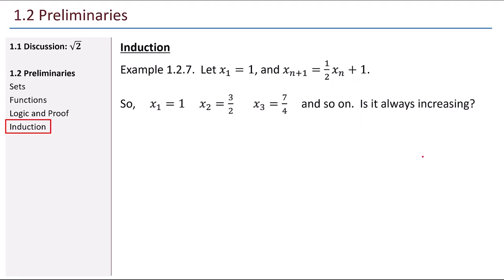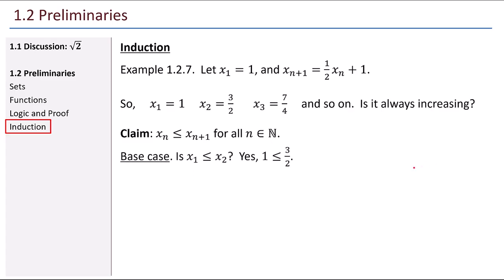We can calculate out the first few terms. So x1 is 1, x2 is half of that plus 1, which is 3/2. x3 is half of 3/2 plus 1, which is 7/4, and so on. Now it looks like these numbers are increasing. Will this sequence always increase forever and ever? So there's our claim. We claim that x sub n is less than or equal to x sub n plus 1 for all n in my set of natural numbers.